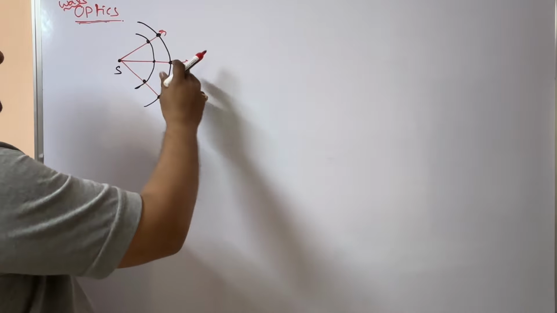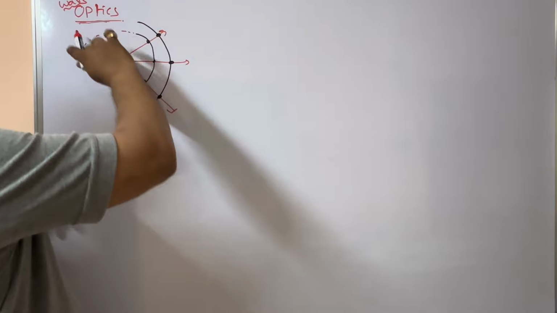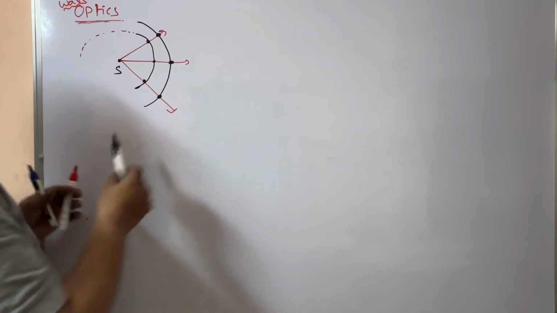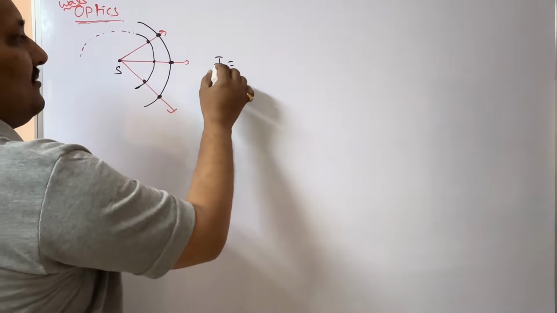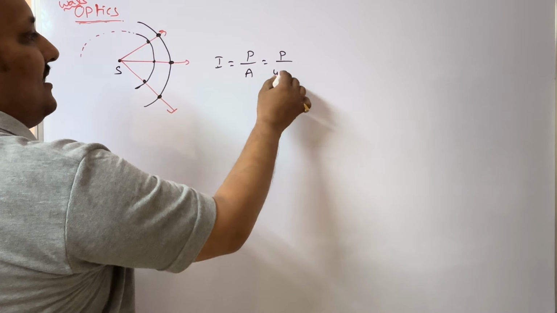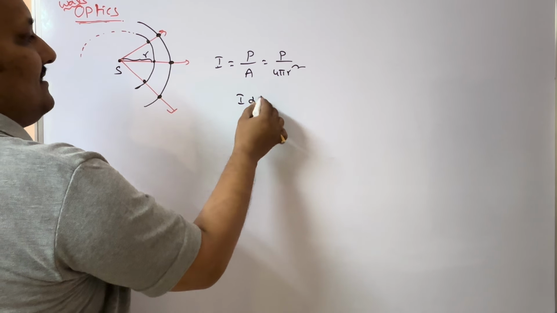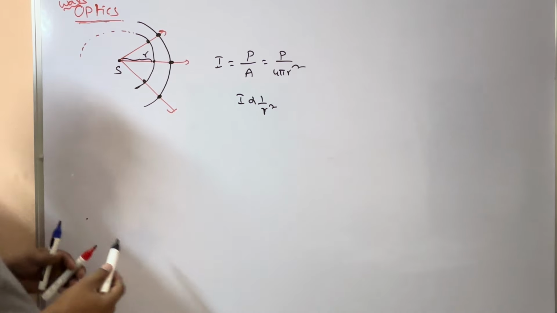How is the intensity going to be written? If you close it like this, it will come out spherical. Intensity is nothing but, as we have already given, P by A, power by area. So P by 4 pi r square at this point. So intensity is inversely proportional to r square.